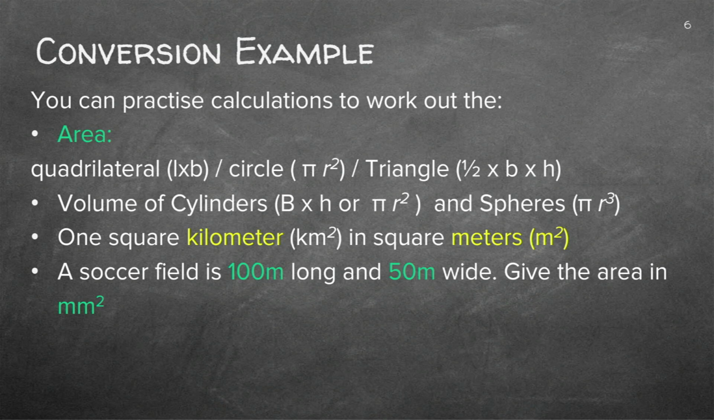I've got a question here. Work out the area of a quadrilateral, and you can have your own values. Remember, the area will be L times B, length times breadth. Remember the formula for a circle, the area of a circle, pi r square, r being your radius, or a triangle, half base times the height. We are going to use this later when we do motion.